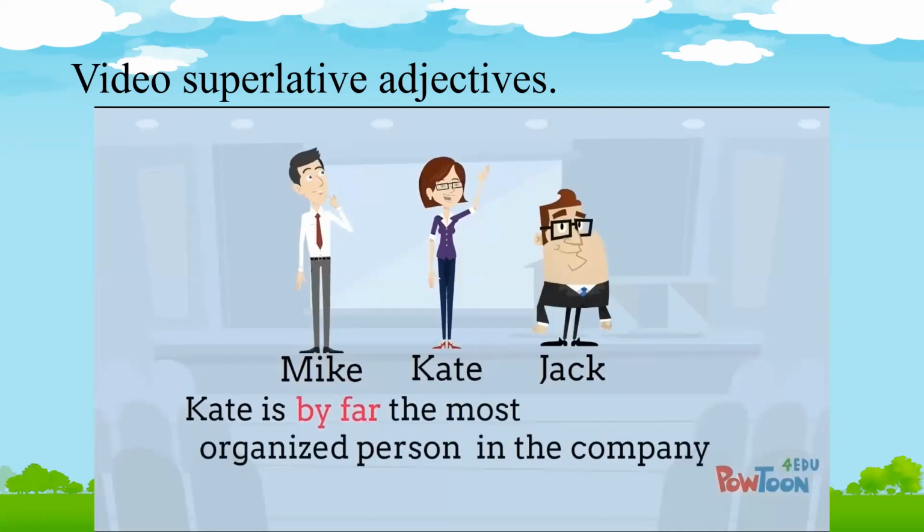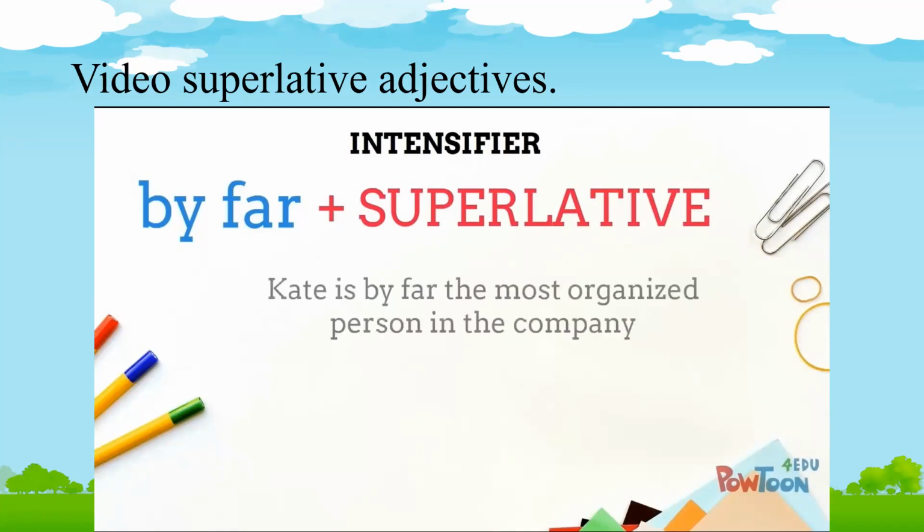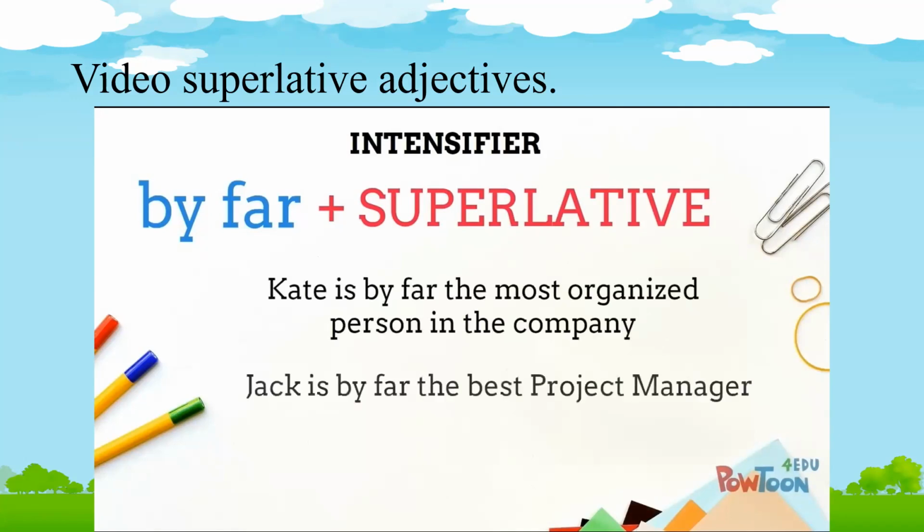Kate is by far the most organized person in the company. To make a superlative adjective stronger, we use the intensifier by far before the superlative. Kate is by far the most organized person in the company. Jack is by far the best project manager.